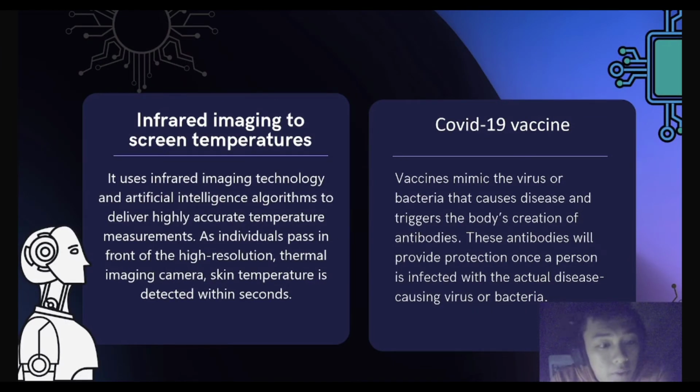Infrared imaging to screen temperatures. It uses infrared imaging technology and artificial intelligence algorithms to deliver highly accurate temperature measurements. As individuals pass in front of the high-resolution thermal imaging camera, skin temperature is detected within seconds. So, the COVID-19 vaccine. Vaccines mimic the virus or bacteria that causes disease and trigger the body's creation of antibodies. These antibodies will provide protection once a person is infected with the actual disease-causing virus or bacteria.